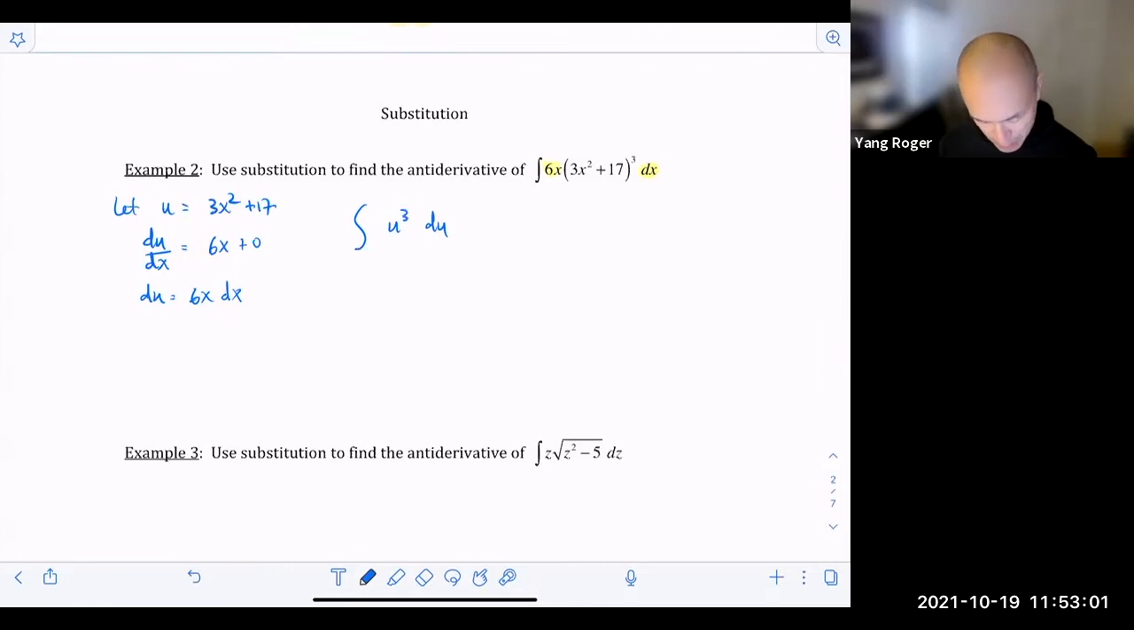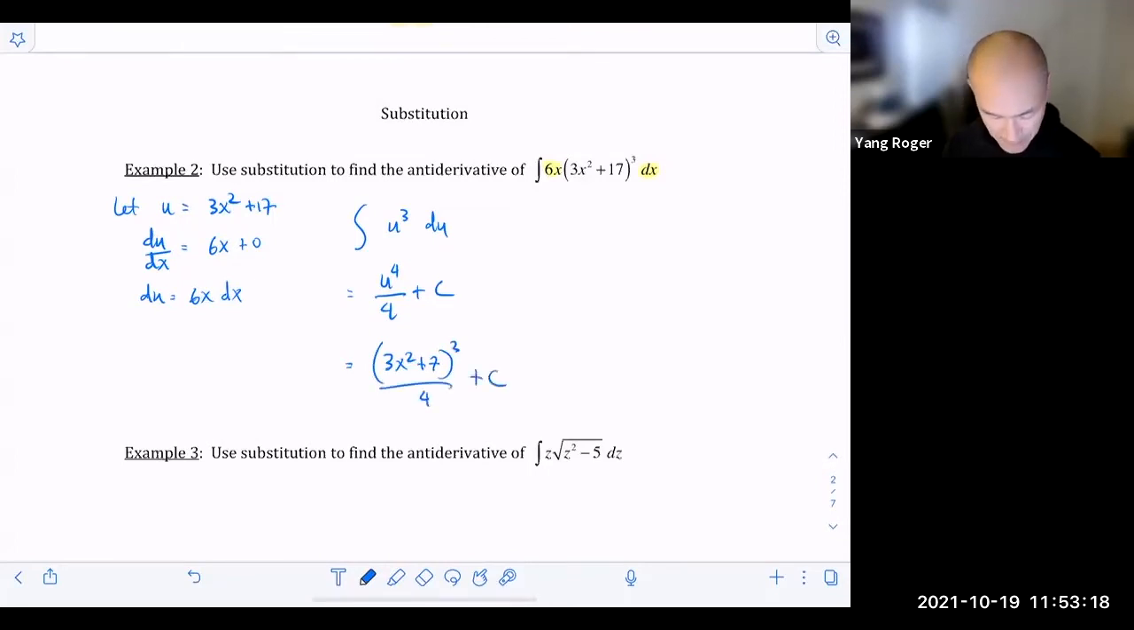So then I'm going to integrate. This gives me u to the fourth over 4 plus c. Now we still need to put the u back. The original question was in terms of x. So this needs to be (3x squared plus 17) to the third power divided by 4 plus c, and that's going to be your answer.